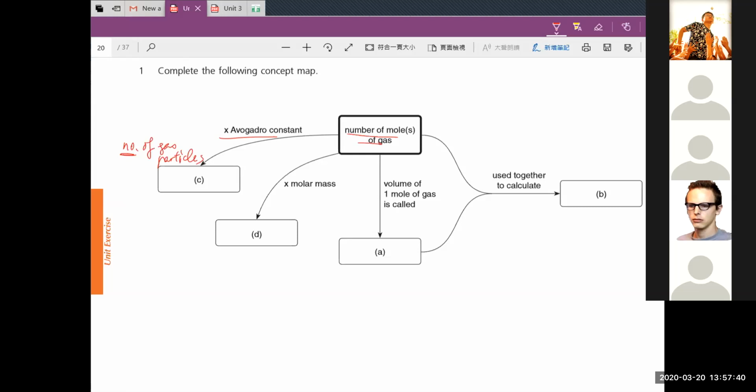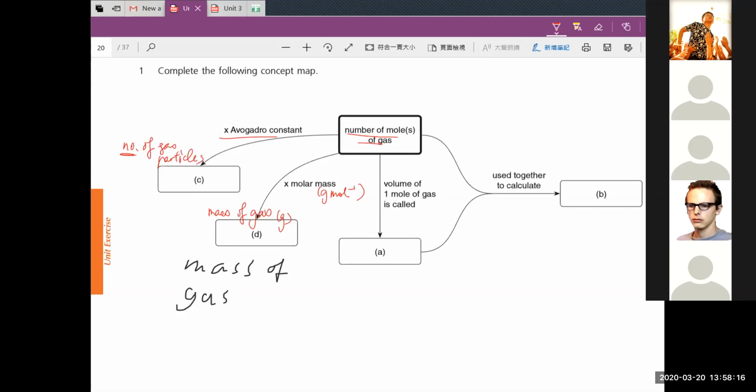Second, if you have a number of moles of gas times molar mass, what will you get? Zhang Jiarong, are you here? Oh, still not here. Yes, you may get the mass of gas. Just check the units and you will know it is in the form of gas.